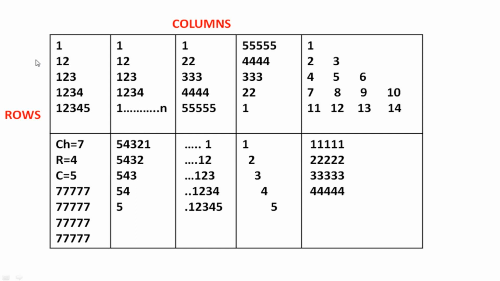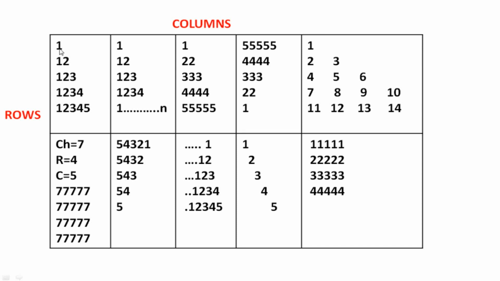Here it deals with rows: first row, second, third, fourth and fifth row, right? When you're in the first row, how many columns do you have? One. When you're in the second row, you have two columns. Similarly, in the third row, you have three columns and so on.